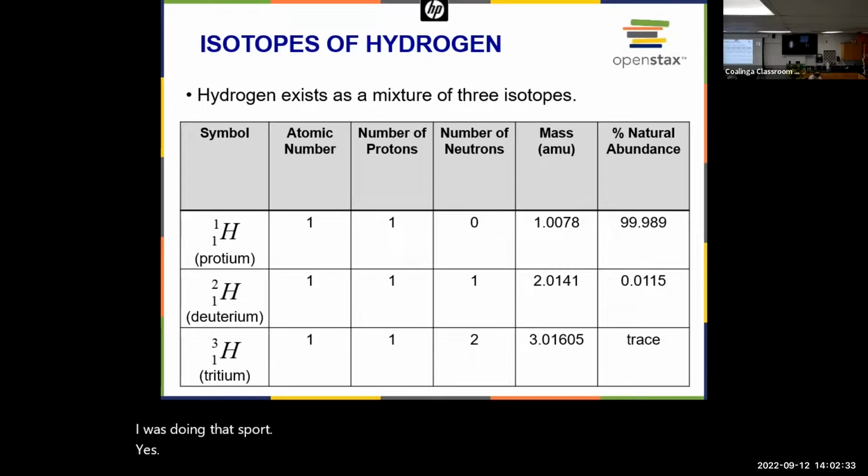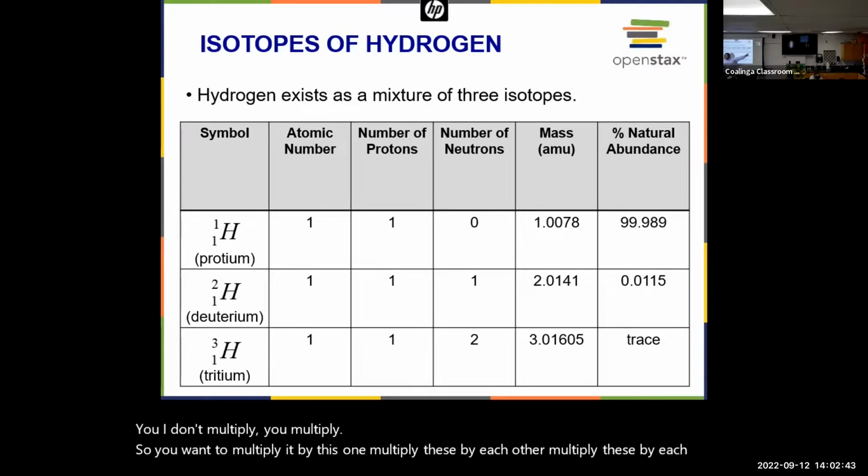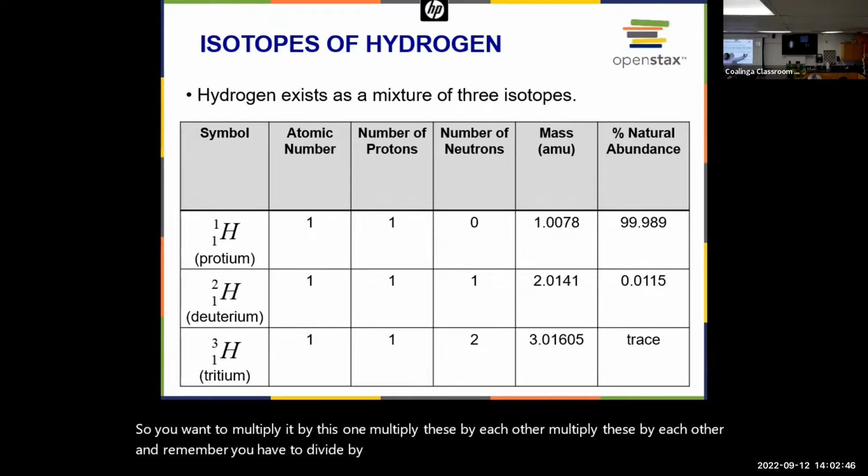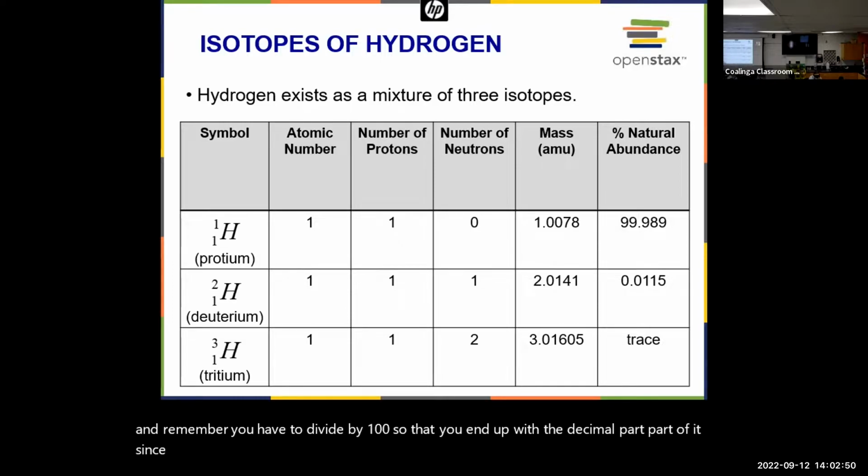Do you add or multiply? You multiply it. Okay. So you want to multiply these by each other, and remember, you have to divide by 100 so that you end up with the decimal form of it, since that's a percentage, right? Okay, same thing. And then add them together. What do you guys get?